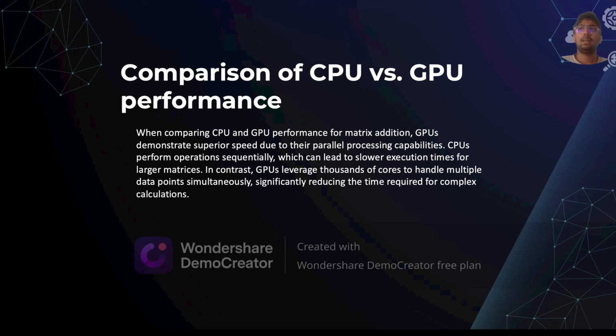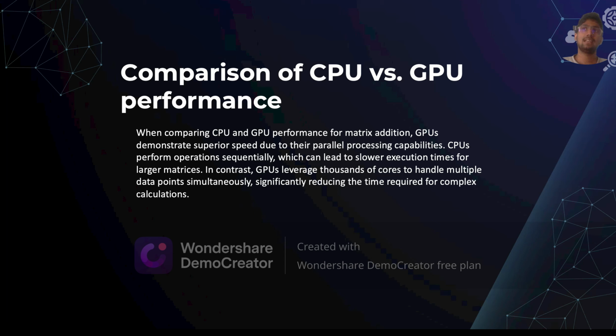We are going to compare CPU and GPU performance, where the CPU is the host and the GPU is the device, and see how the performance differences show up in matrix addition. When comparing GPU and CPU performance for matrix addition, the GPU demonstrates superior speed due to its parallel processing capabilities. The CPU performs operations sequentially, which leads to slower execution time for larger matrices.